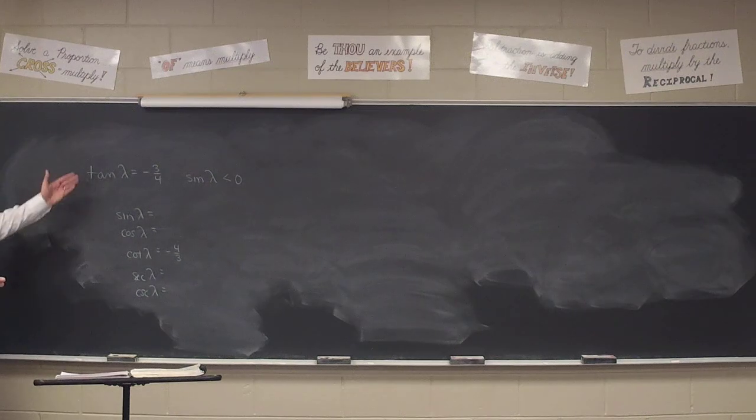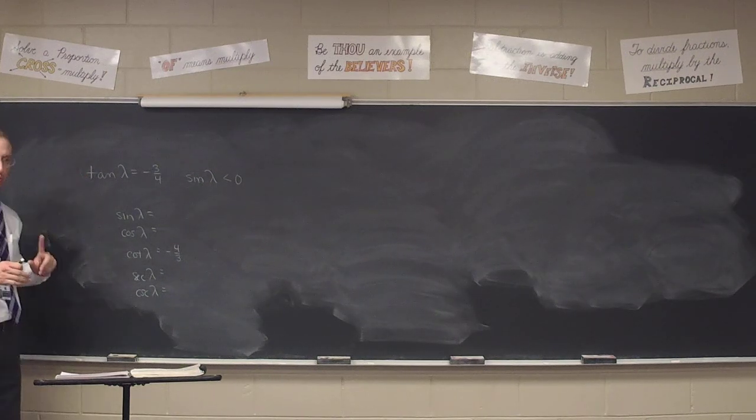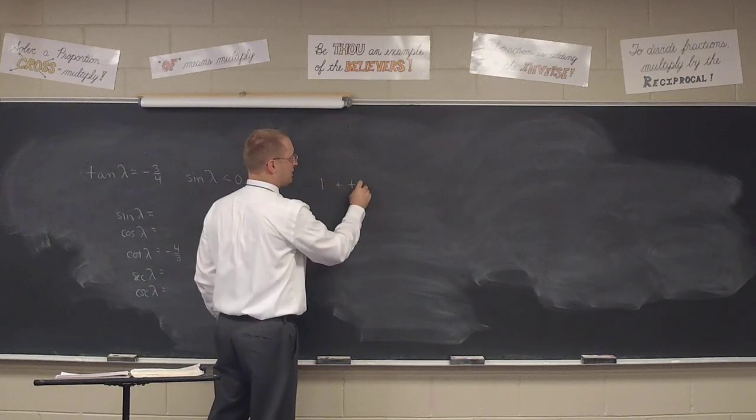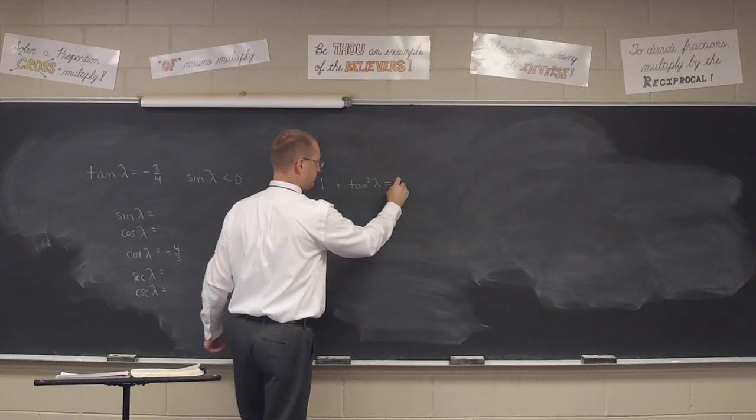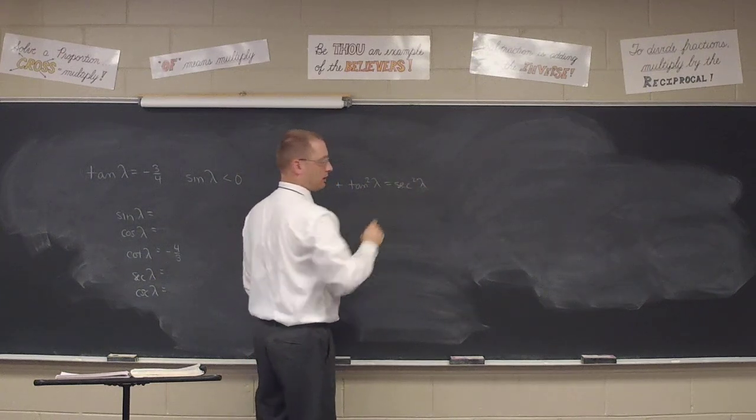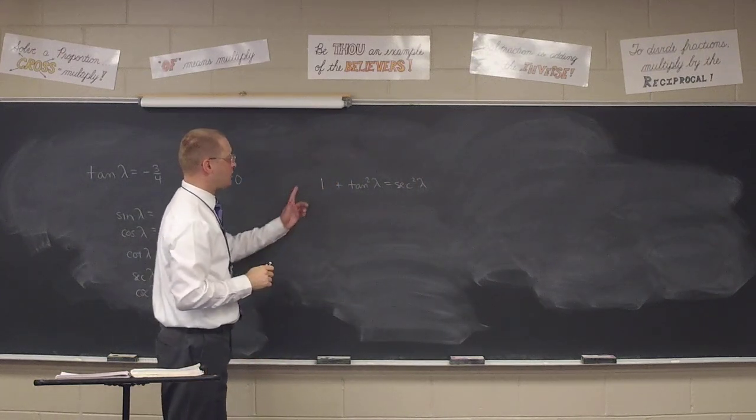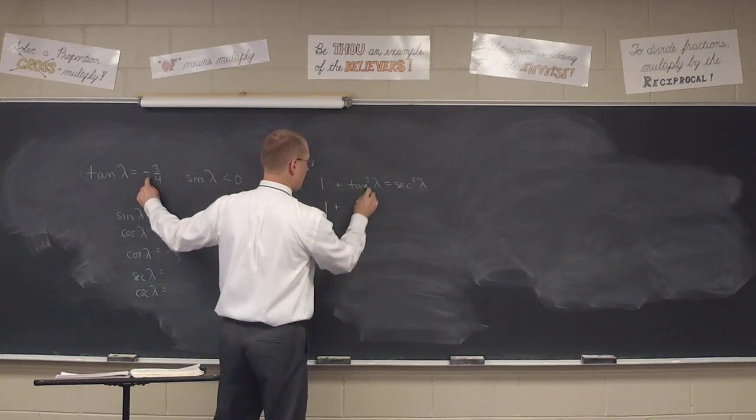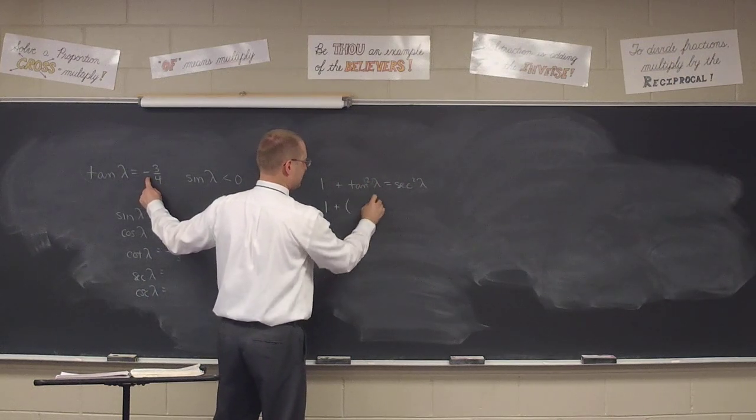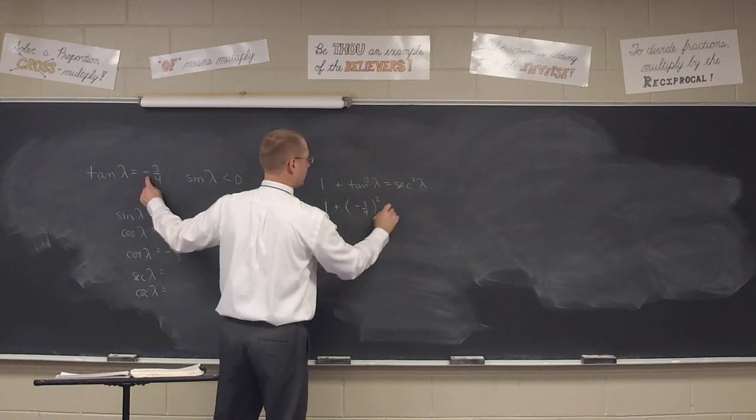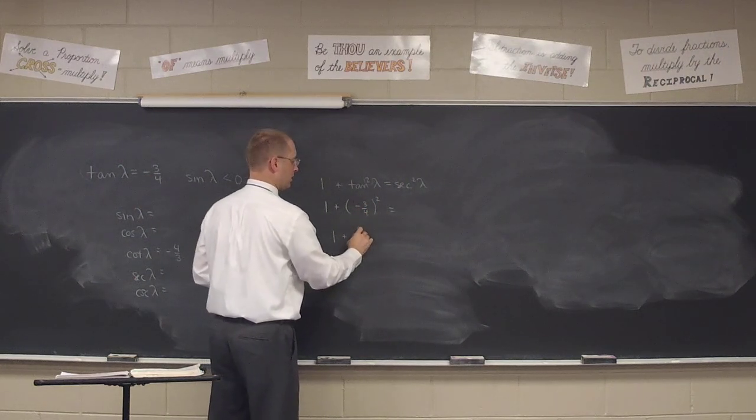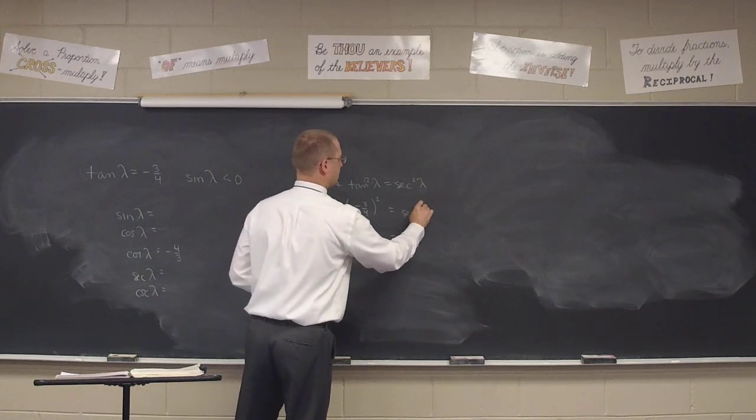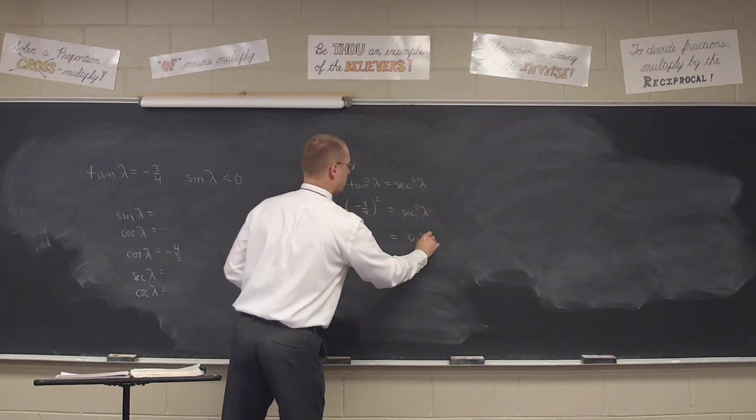But if I know the tangent, I could use a Pythagorean identity. 1 plus tangent squared lambda equals secant squared lambda, right? And so we have 1 plus, now the tangent of lambda is negative 3/4. If I square that, class, what do I get? Positive 9 over 16. 9/16 equals secant squared lambda.